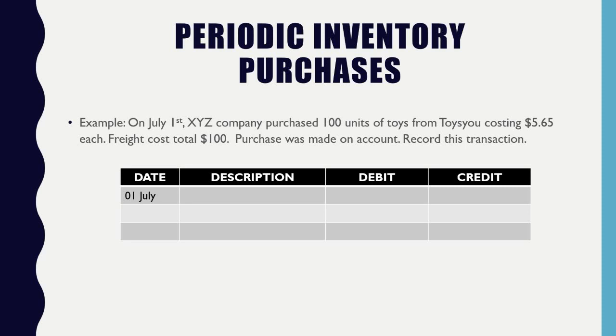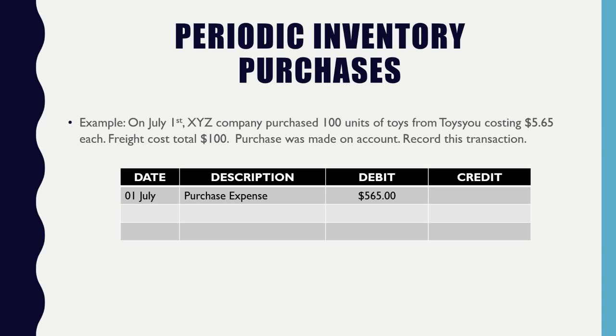Okay? So first things first, we're going to recognize what your actual purchase expense is. Well, what did you buy? You bought 100 toys that cost you $5.65 each toy. So in this case, you're going to get a grand total of $565. Freight cost you $100. So in this case, that's exactly what you're going to do. You're going to figure out one thing at a time.